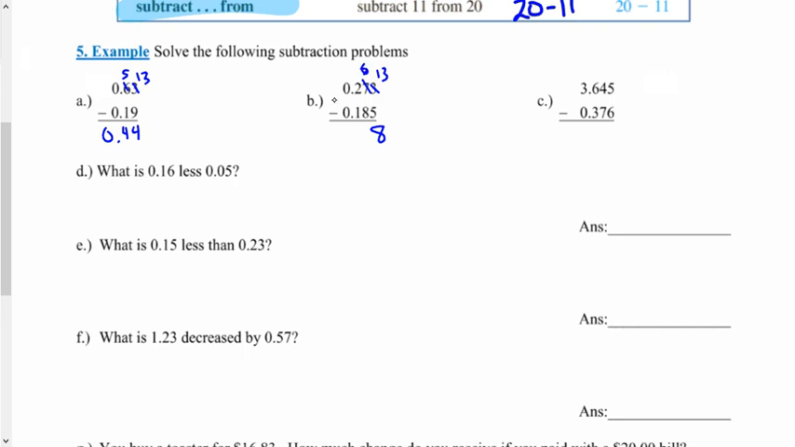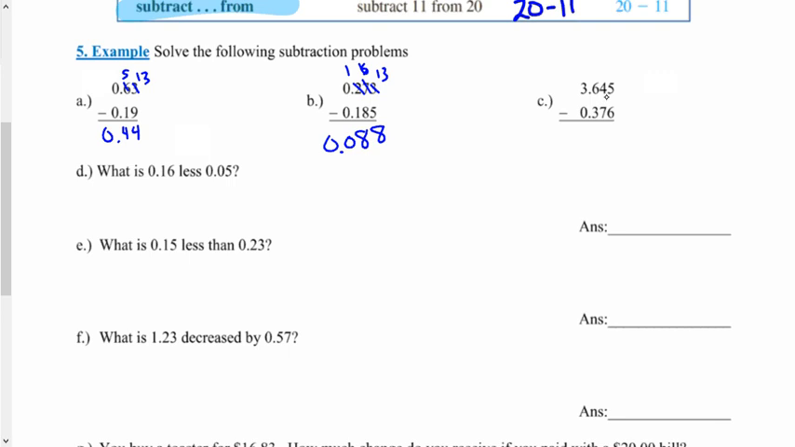Because we had to borrow from it, so it's going to decrease it by 1. Now 6 minus 8, that doesn't work, so I've got to come over here to the 2 and make that 1, and then we'll just add 10 to that 6, so now it's 16. Sorry for that very ugly 16. 16 minus 8 is 8, 1 minus 1 is 0, and then we keep the decimal right in the same place. So 0.088.